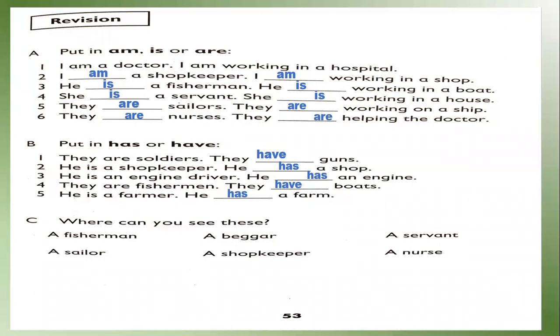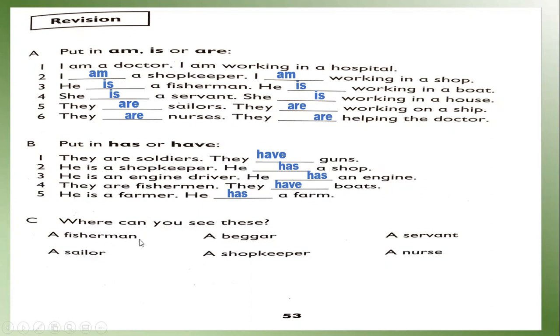Just like I told you, have, has, you can again see here, with they, have. With he, as I told you, has. He has. They have. He has. Okay, then they say B, exercises. Now we have exercise C.